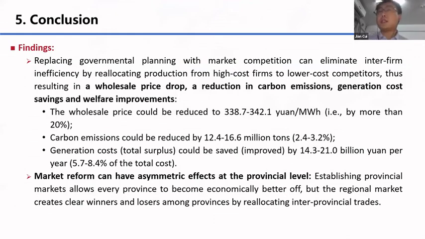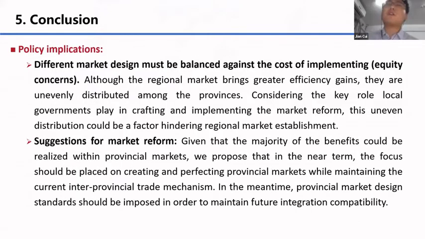Here are our findings. Replacing the governmental planning with market competition can eliminate the inter-firm inefficiency by reallocating the production from high cost to low cost competitors, resulting in a price drop, a reduction in emissions and generation cost savings, and welfare improvement. But market reform can have an asymmetric effect at the provincial level. So the policy implication from our research is that different market designs must be balanced against the cost of implementing. Although the regional market brings greater efficiency gains, they are unevenly distributed among the provinces.